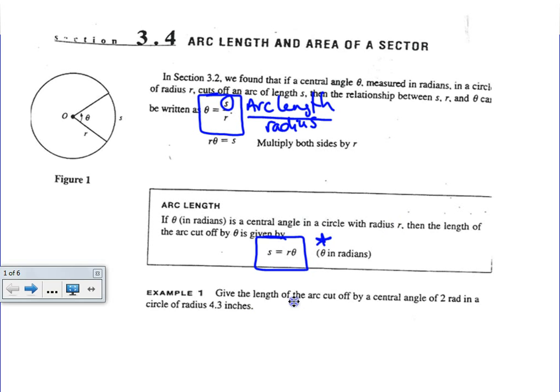So give the length of the arc cut off by a central angle of 2 radians. So there is your theta. And the radius of 4.3 inches. There is your r. So our arc length is 2 times 4.3, which gives us 8.6, and then labels are very important in this section, inches.